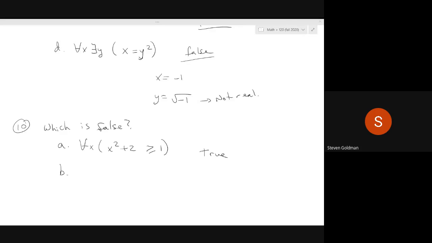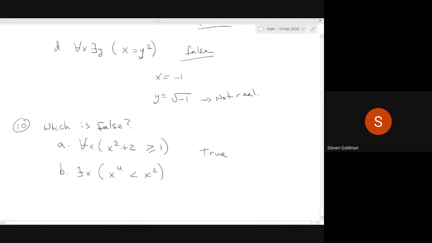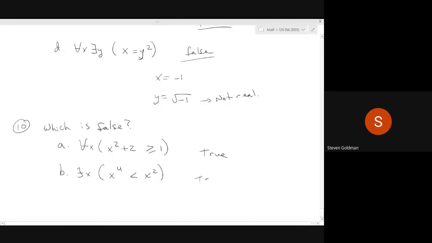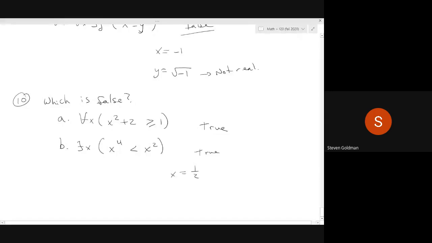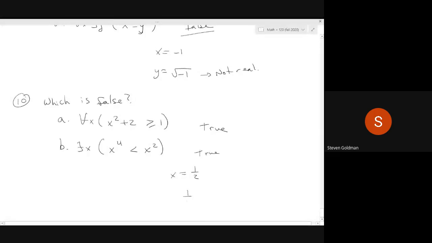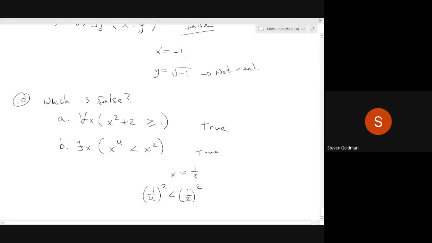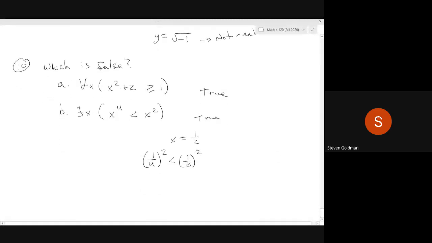B was the statement, there exists an x such that x to the 4th is less than x squared. Okay, that's true as well, right? Let's say x equals 1/2. Okay, 1/2 squared is greater than 1/4 squared. Okay, so that's true. Our search continues.